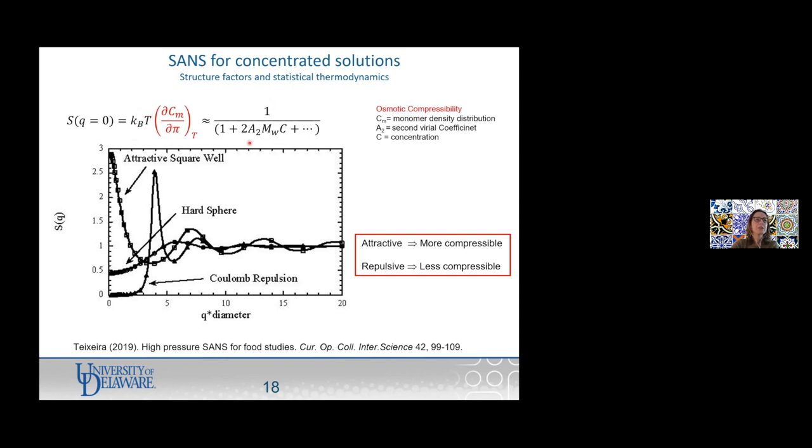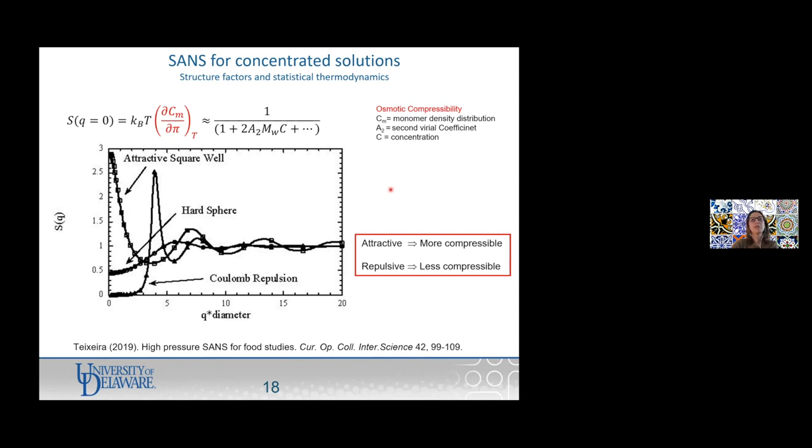And the osmotic compressibility is a very interesting parameter for many reasons. It depends on the second virial coefficient, which also gives you information about interaction between the particles, but also the molecular weight and the concentration of your sample. You do want to know the concentration of your sample with accuracy, as we'll go into in a second.